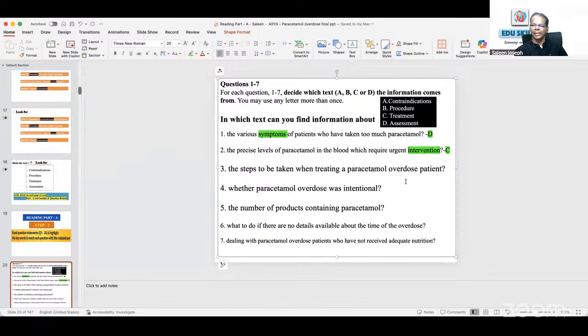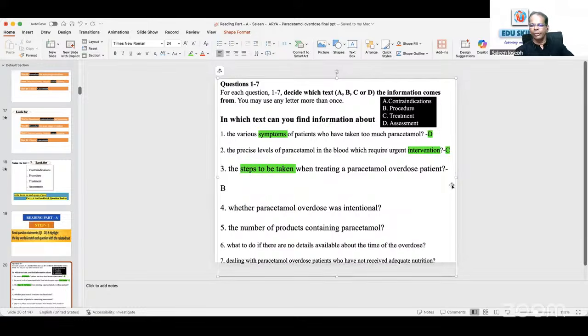Question 3, the steps to be taken when treating a paracetamol overdose patient. Steps to be taken means procedure. Always in the procedure you have steps. That is B, right? You have to tell me which letter I have to type. B, Father. Yes. Okay.